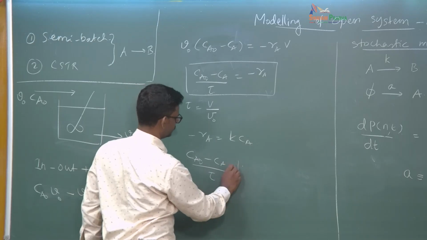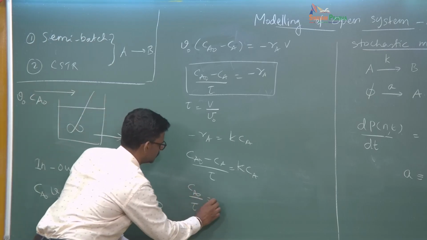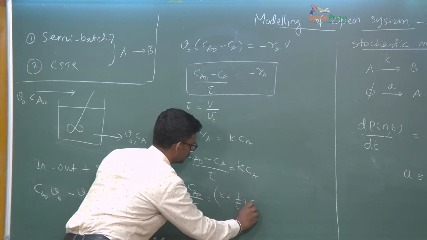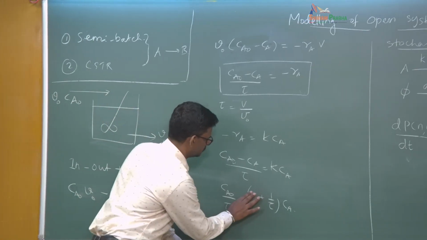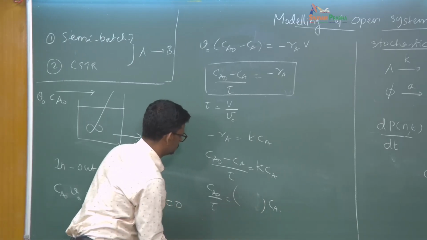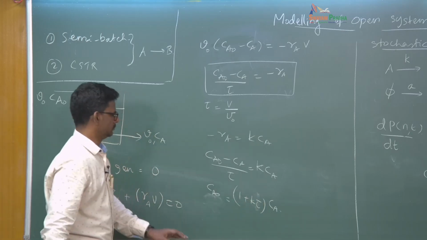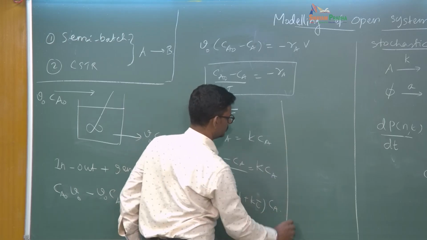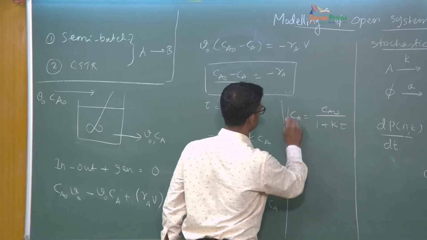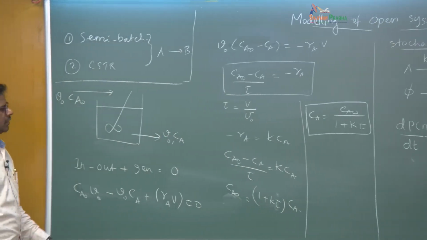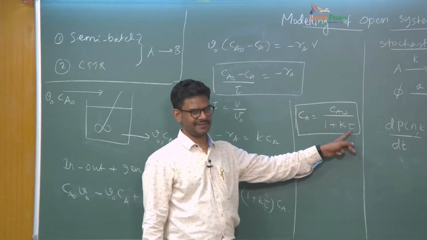Substituting it here, you would solve and get the concentration in the reactor as CA naught divided by 1 plus K tau. K is the rate constant, tau is the space time of the reactor.